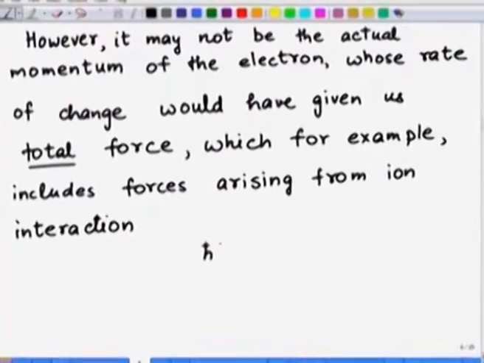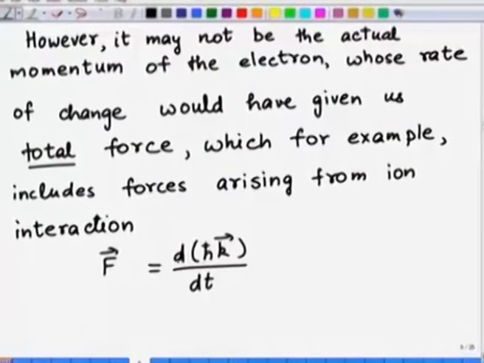F is the external force that is applied, and the total force is the sum of these forces. The rate of change of the actual momentum is then equal to the total force. But this quantity ħk behaves like a momentum to an external force. So, its rate of change is simply equal to F, which is just the external force, and hence we call this quantity crystal momentum.